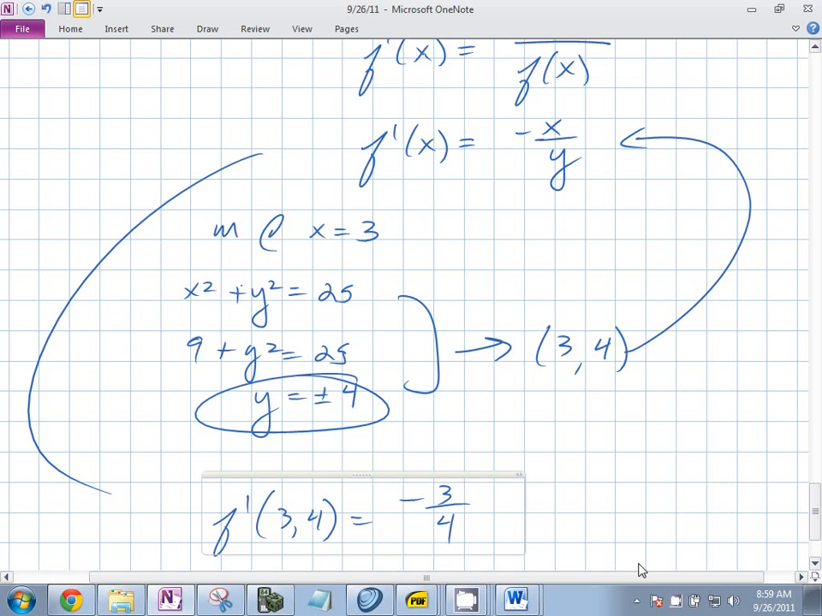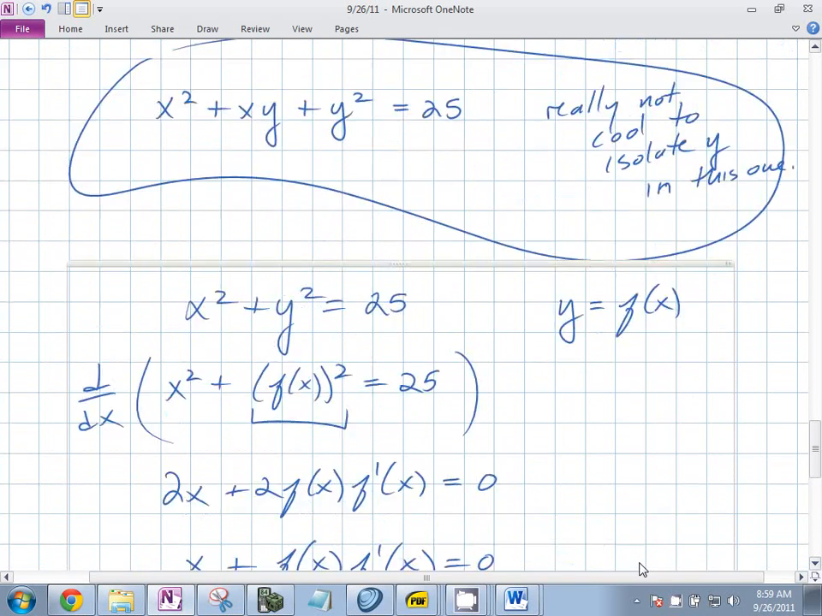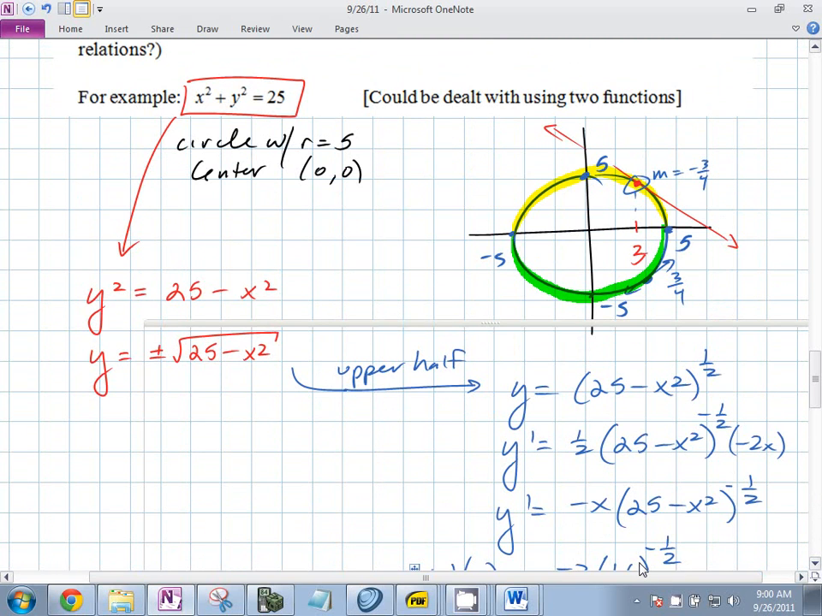It might be piecewise, though, because is this a function, this circle? No. How many functions is it? At least 2. It's a relation.